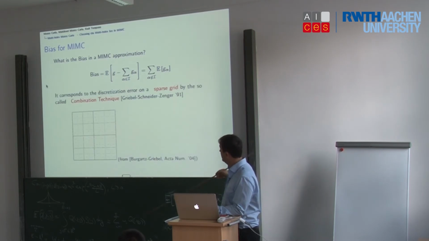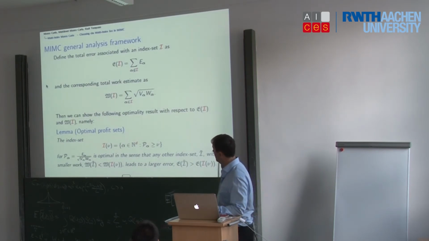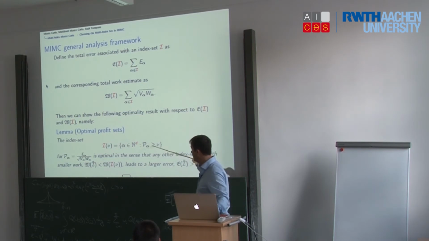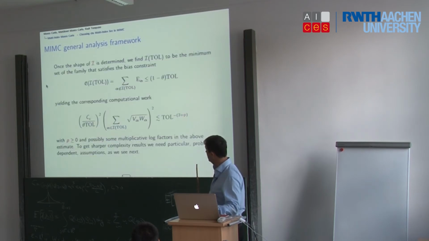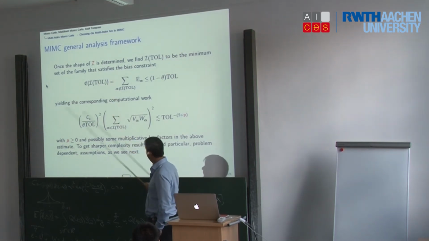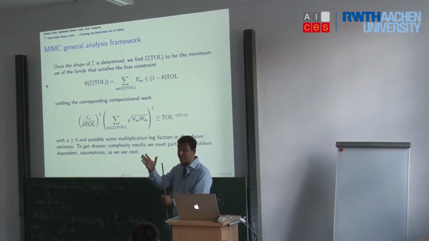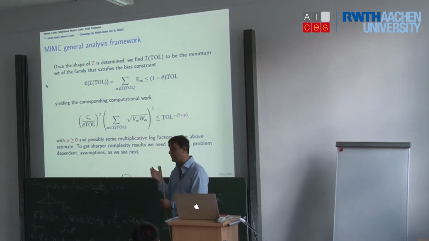Okay, so there's a connection with the sparse grids in this context as well that I'm going to discuss, but the optimal sets that I told you come from the thresholding of the profits. There are results on that. And now, what is the generalized framework? As I told you before, once you know the shape of these I's, which essentially says threshold the profits, you can find from that family, as a function of tol, the smallest set of that family such that the bias constraint is fulfilled. Okay, so you have the optimal shape, and then you stop where the bias constraint is fulfilled.